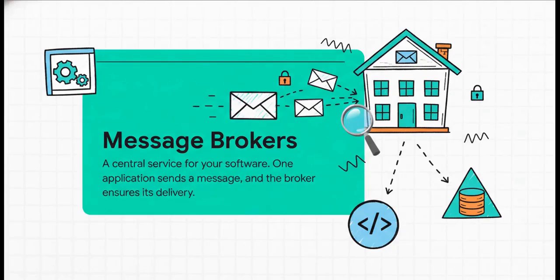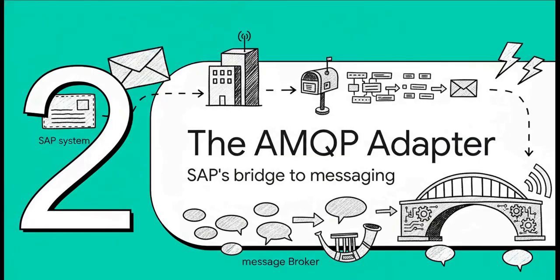The best way to think about it is like a central post office for all your software. One application just drops off a message, and the broker makes sure it gets delivered to the right place, safe and sound. This is huge because it decouples everything, making your whole IT landscape way more flexible and so much easier to maintain. Okay, so if the message broker is our postal service, how does SAP actually send and receive its mail? Well, that's where our main character comes in, the SAP AMQP adapter.